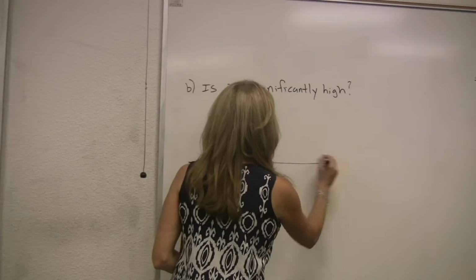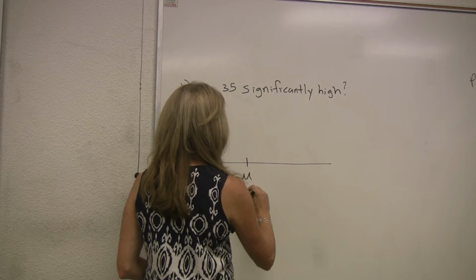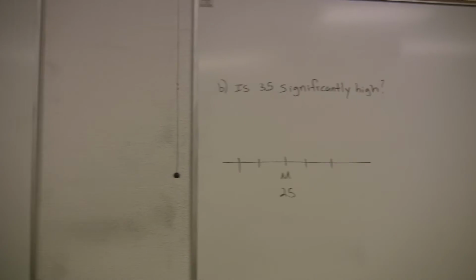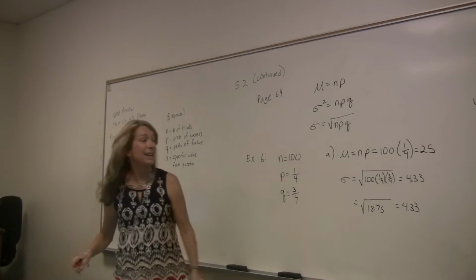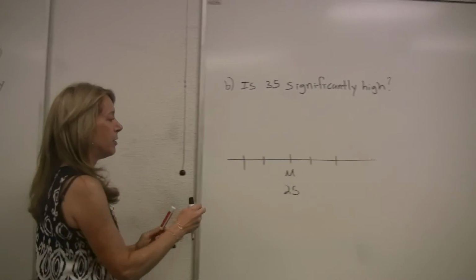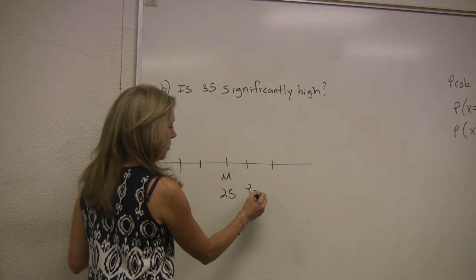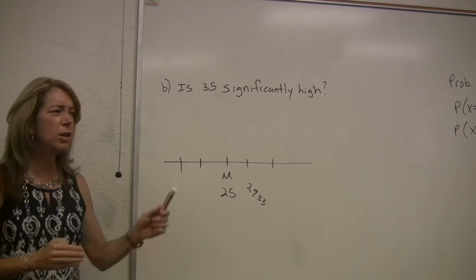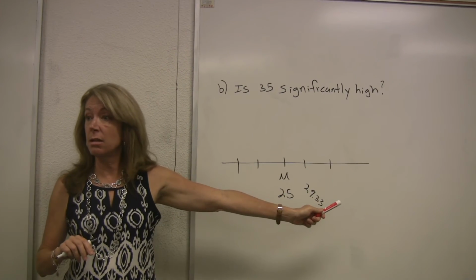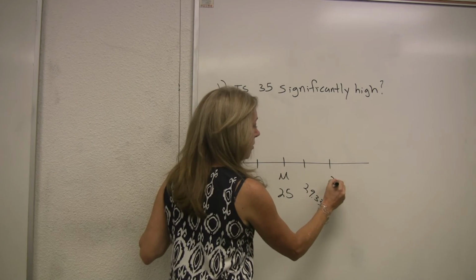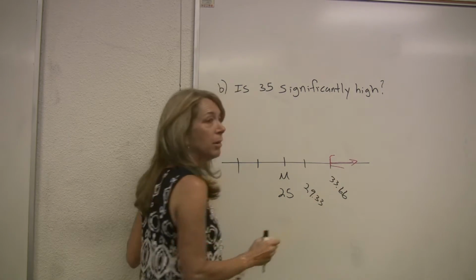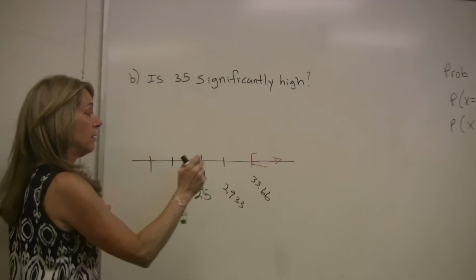Remember our picture. The mean goes in the middle. The mean was 25. And then we added 2 standard deviations and we subtracted 2 standard deviations. Are the standard deviations going to be the 4.33? Yes, standard deviations of 4.33. So if we add 4.33, this one would be 29.33. Can you close the door, please, Wanda? Thank you. And then I'm going to add 4.33 again. 33.66. So anything past here, anything that way on my number line would be significantly high.